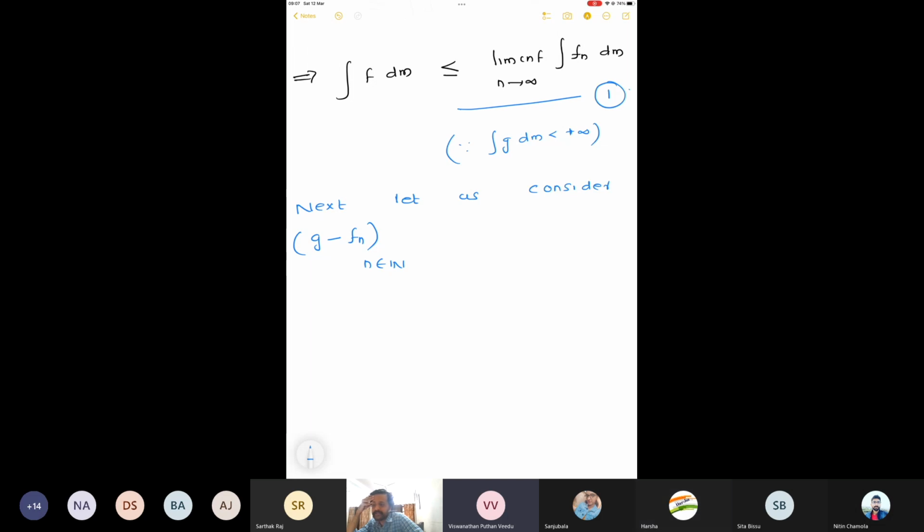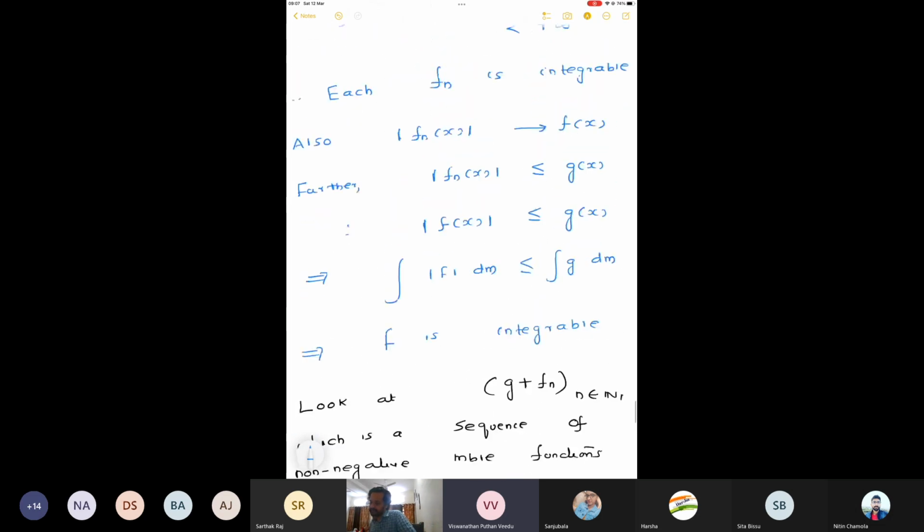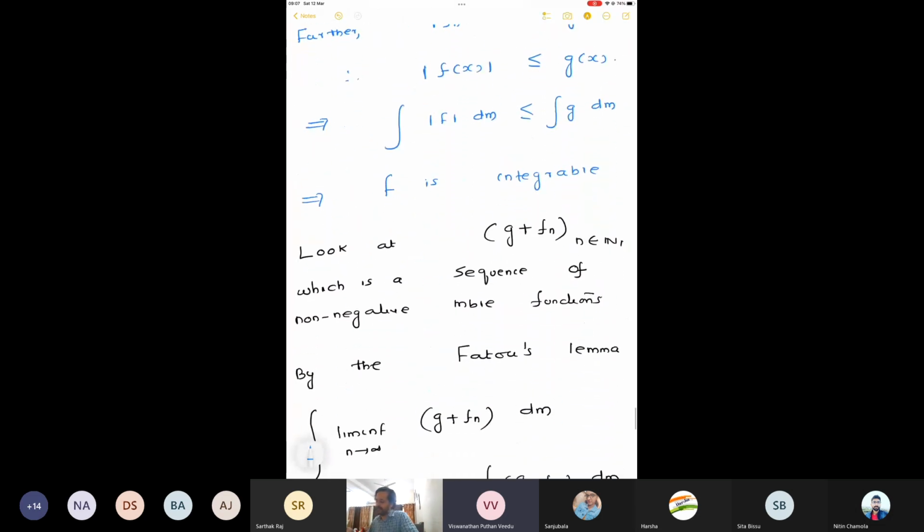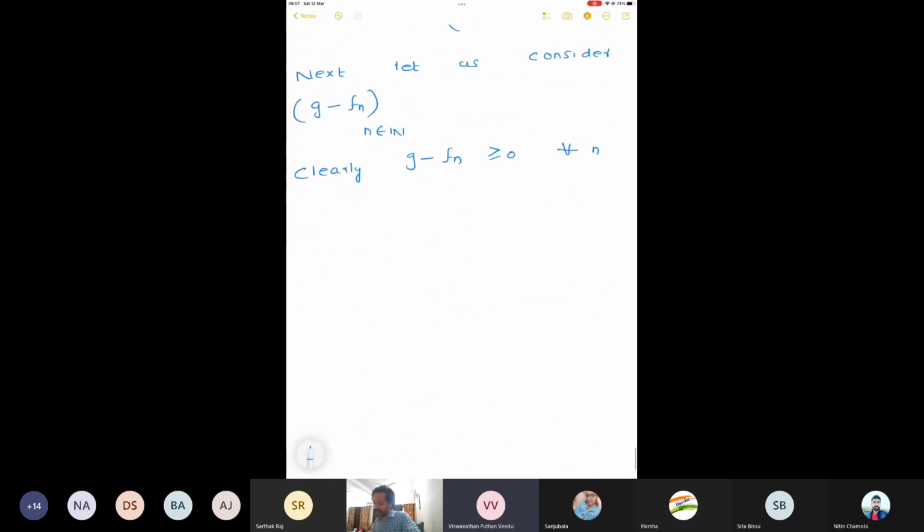Yes, sir. Because mod fn is less than or equal to g. Okay, let us consider this clearly, and they are measurable. g minus fn is greater than or equal to 0 for all n. I think I forgot to write that g plus fn is measurable. That is needed because for Fatou's lemma, a sequence of non-negative measurable functions I have written. Here also you have non-negativeness and also you have measurability. g minus fn is measurable.